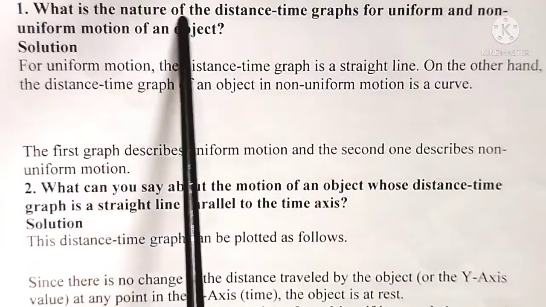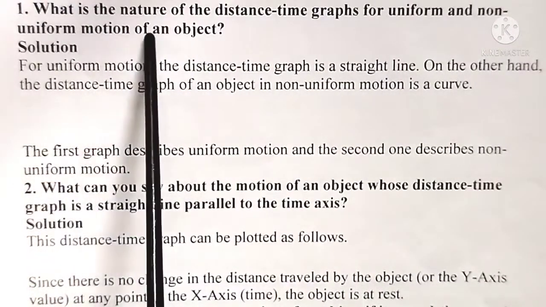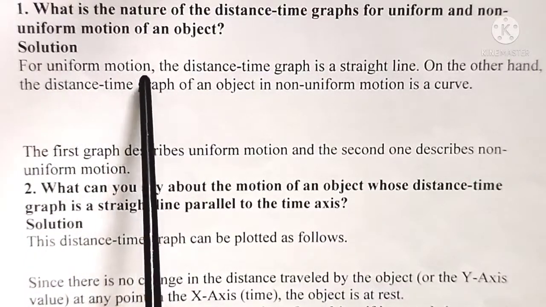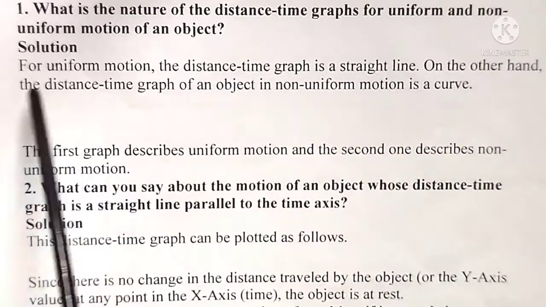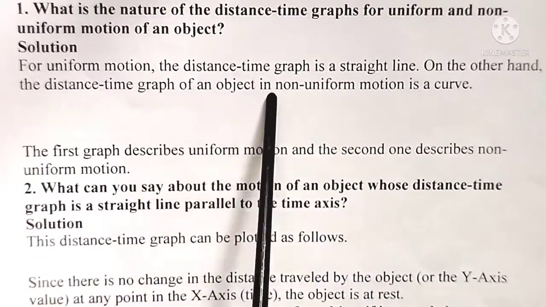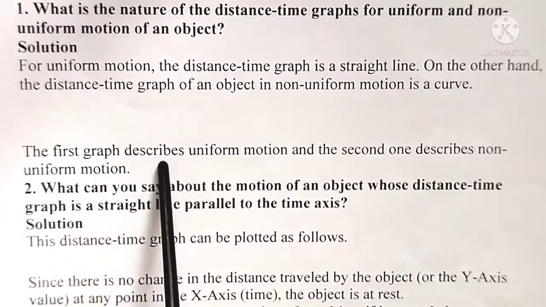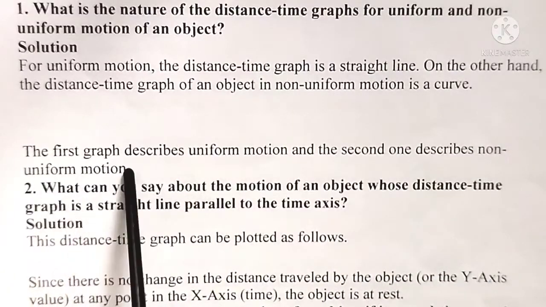What is the nature of the distance time graph for uniform and non-uniform motions of an object? Solution, for uniform motion, the distance time graph is a straight line. On the other hand, the distance time graph of an object in non-uniform motion is a curve. The first graph describes uniform motion and the second one describes non-uniform motion.